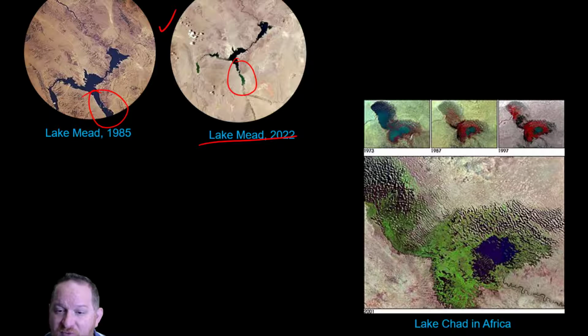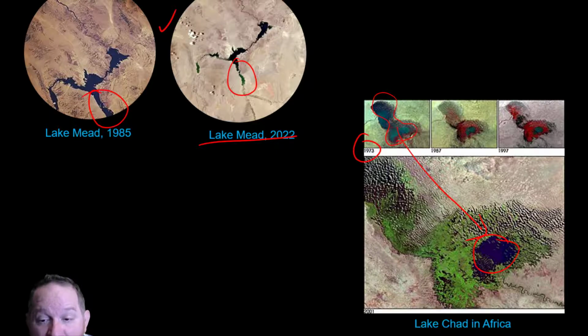Lake Chad in Africa, if you look in 1973, all this blue was the lake and water. But notice it's changing over time, and these different colors are showing not water, but land. And so this is how small that lake has shrunk from here to here over the course of 50 years.